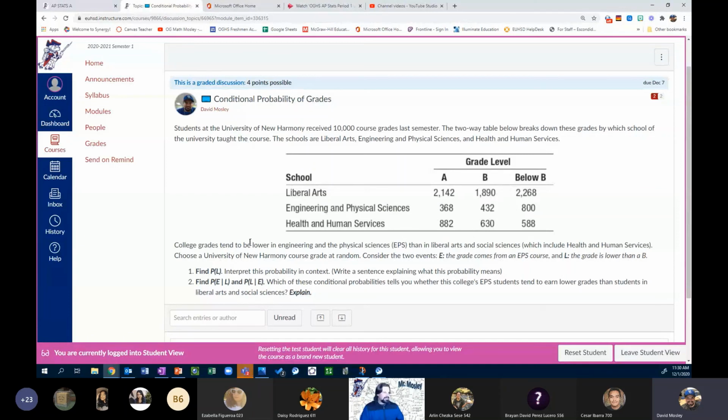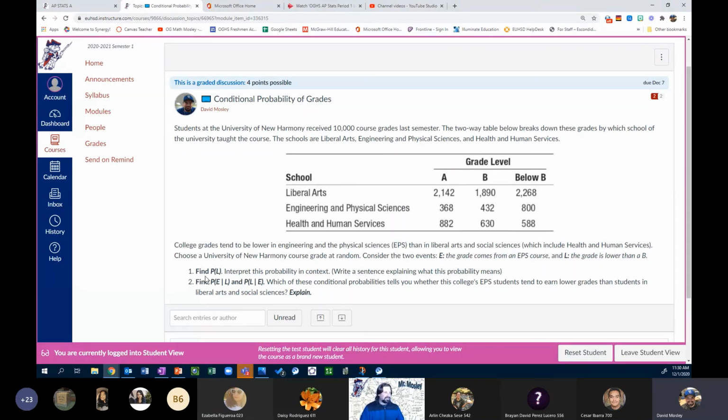College grades tend to be lower in engineering and physical sciences, which they're denoting EPS, than in liberal arts and social sciences, which include health and human services. We're going to choose a University of New Harmony course grade at random. We're considering the two events. E is that the grade comes from an EPS course. L, the grade is lower than a B, or below B.